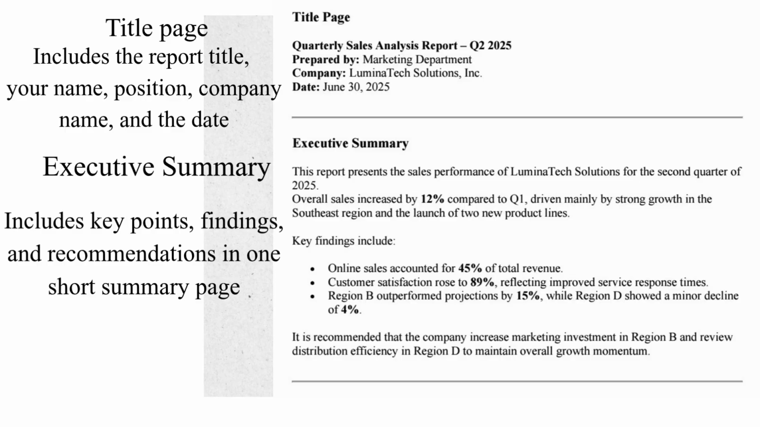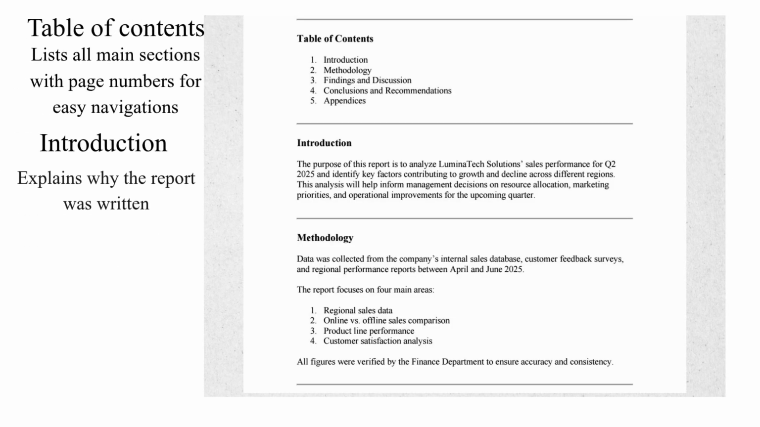Executive Summary. A short, one-page summary of the report's key points. What the report covers, major findings, and recommendations. It should be concise but complete enough that someone could read only this page and still understand the report's main message. Table of Contents lists all main sections with page numbers for easy navigation.